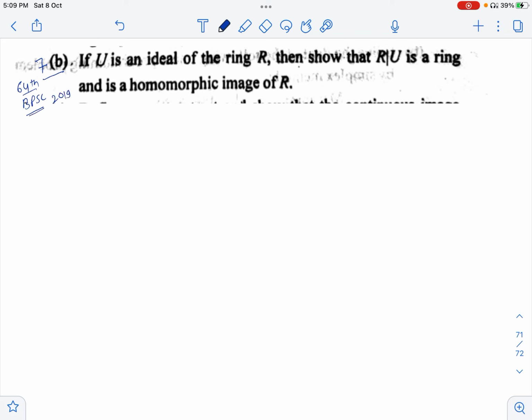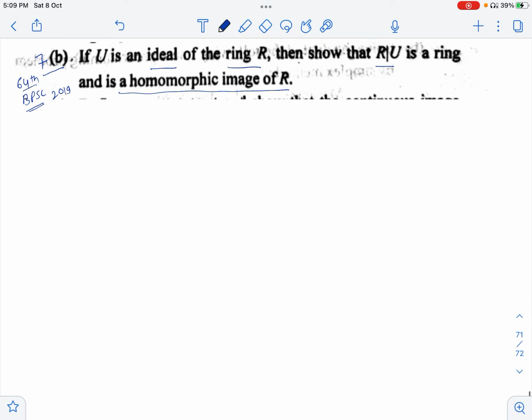So it says that if U is an ideal of a ring R, then show that R mod U is a ring and is a homomorphic image of R. So this question is from abstract algebra. In fact, it is an easy question, but a little lengthy question. So let us solve this question. Given that U is an ideal.